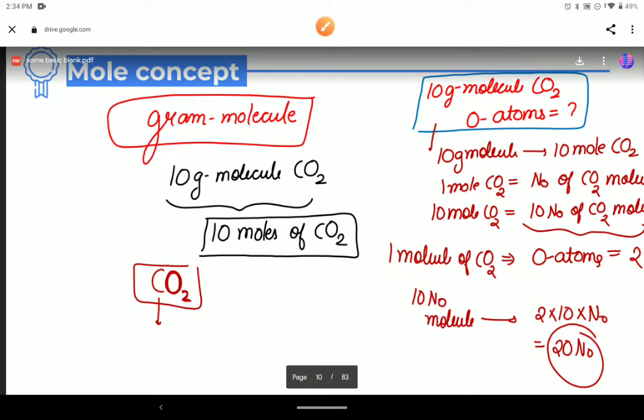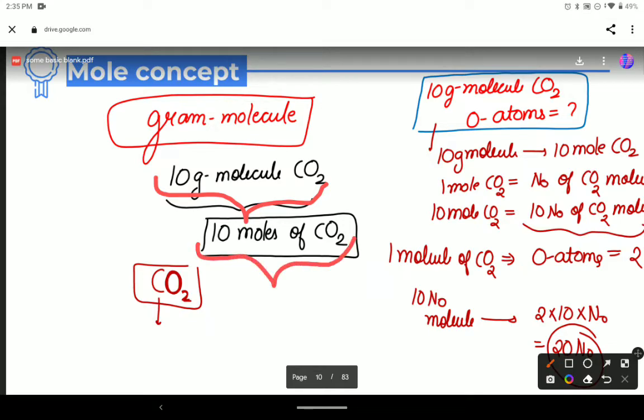Also gram molecule. Gram molecule also refers to the same. Gram molecule means nothing but mole. See, in the question it was given that 10-gram molecule CO2, and here 10-gram molecule is nothing but 10 moles of CO2. In 10-gram molecule of CO2, how many oxygen atoms were present? Let's solve some questions. See here, 10-gram molecule CO2, that is 10 mole CO2.